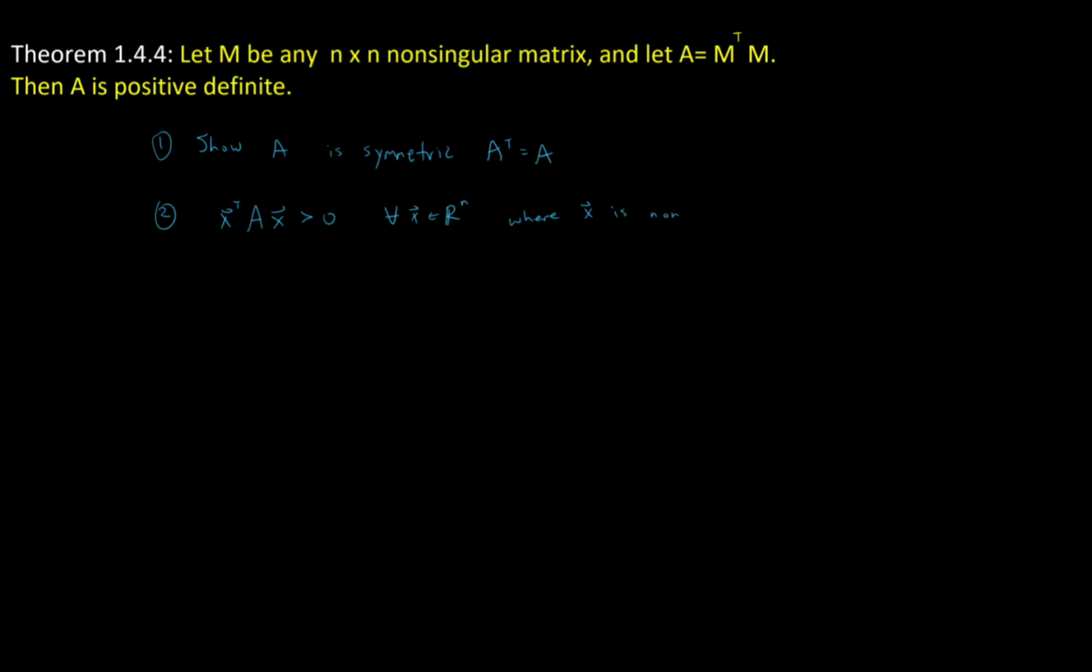So we need to show that. That's going to be a little more challenging, so I'll save that for last. But first off, let's show that A is symmetric. We need to prove both of these properties in order to say that A is positive definite. So, proof. Start with the first one: show symmetry.